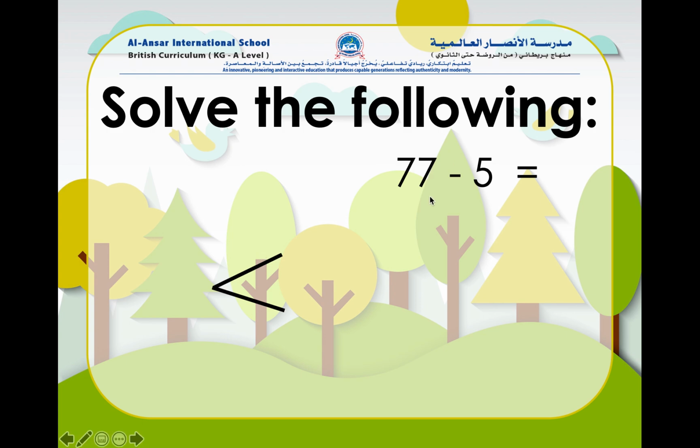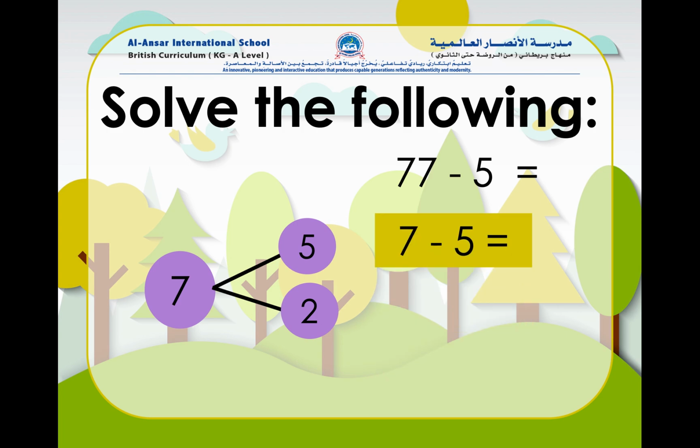Here we have 77 minus 5. Let's look at it in a bond form. We have our whole, which is 7. So this is a bond of 7. 5 and which number make the number 7? If you've guessed that 5 and 2 make 7, amazing! Now we can use this information to solve our problem.